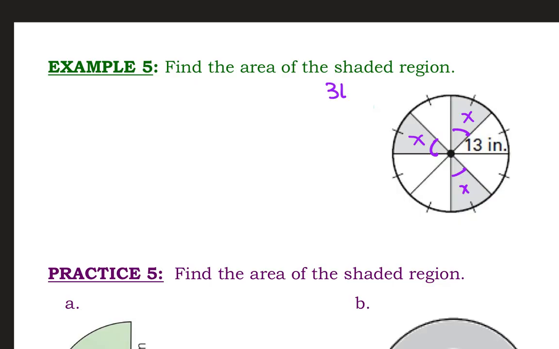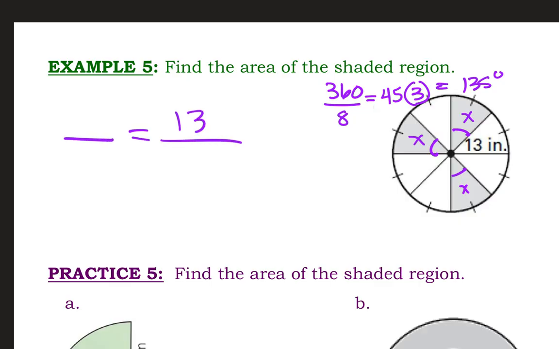360 divided by 8 is what? 45 times 3 gives us 135 degrees. All right, so when I make my proportion, that 135 degrees is the one that's going to go above that 360. All right, I'm going to get my total area of all 3 all at once. What did I give you, the radius or the diameter on this one? The radius, so pi 13 squared. All right, go ahead and multiply that for me.